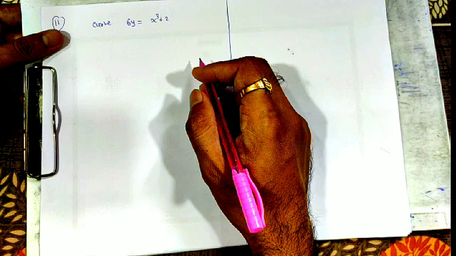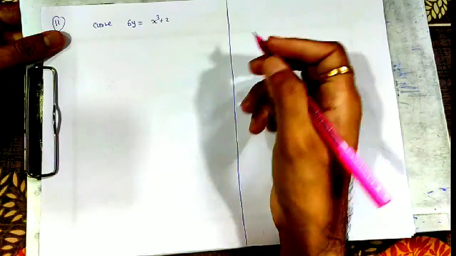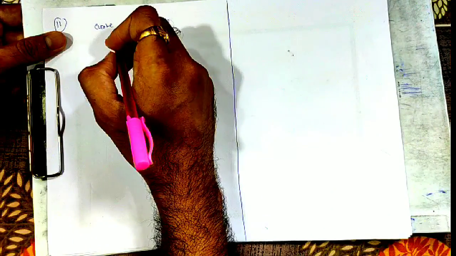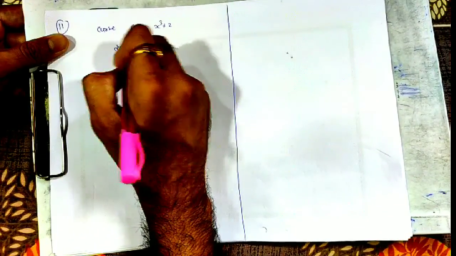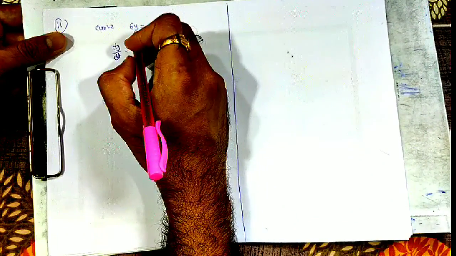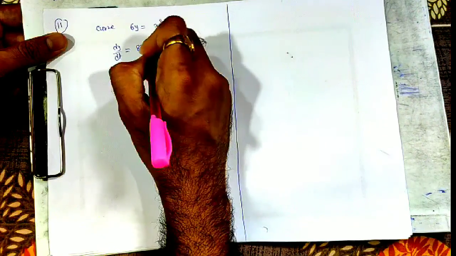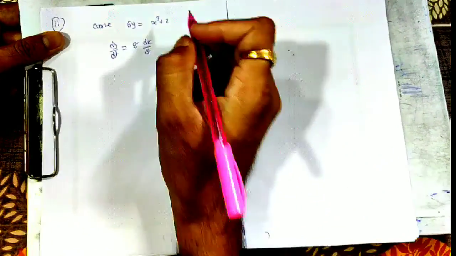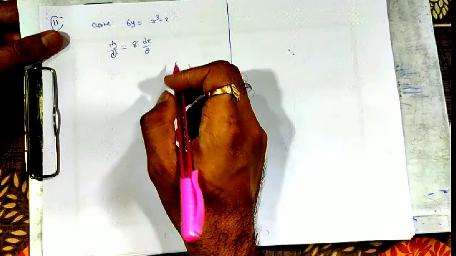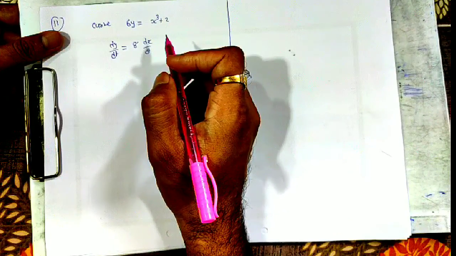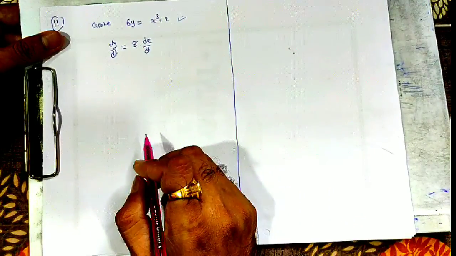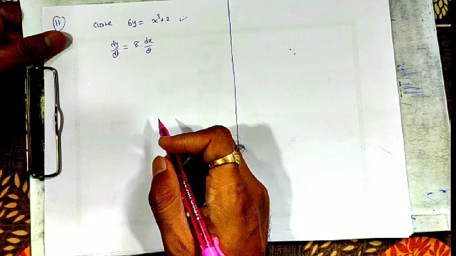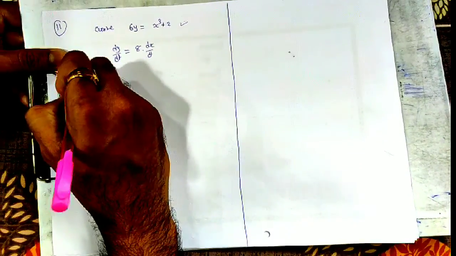So find the point on the curve at which y coordinate is changing 8 times as fast as x coordinate. Y coordinate is changing as fast. I said yesterday that if it says fast, then you have to differentiate with respect to time. So y coordinate is changing as fast as x coordinate. How many times? 8 times. So rate of change of y coordinate is 8 times the rate of change of x coordinate. dy by dt is equal to 8 times dx by dt. This is given and the equation of curve is given. You have to find the point on a curve. Simple. So we start with the given curve.